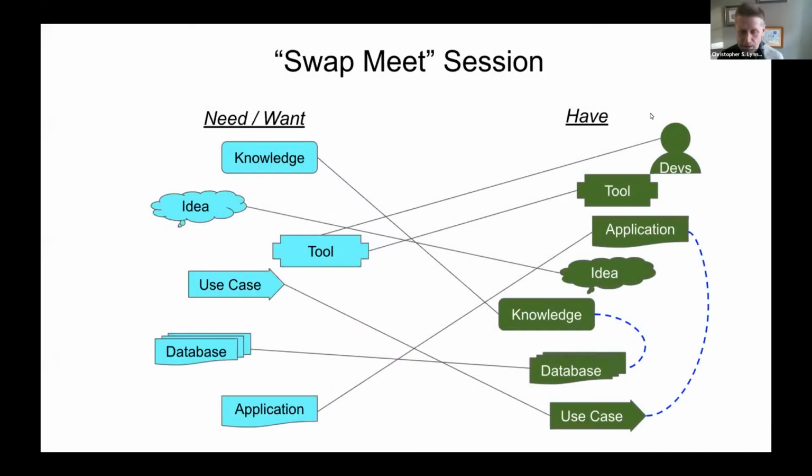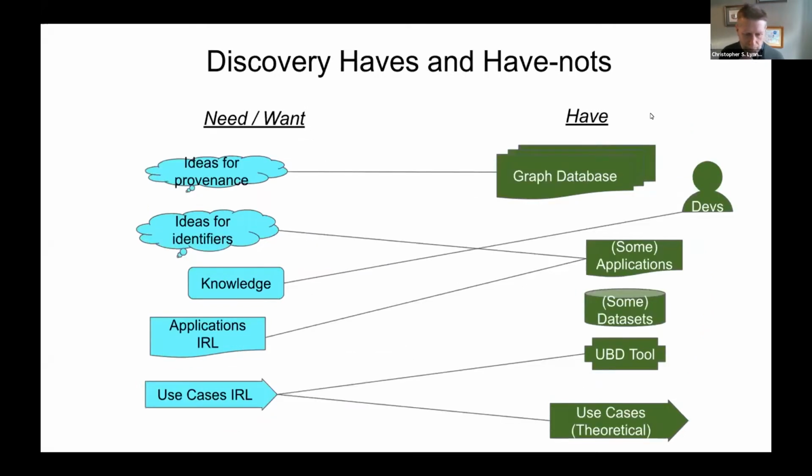Giving talks is essentially to talk about what you have and what you want or need. And the idea will be, we hope, that we'll be able to match up needs and wants with the haves, or match up the haves and the have-nots. And so here's an example, next slide, of where we are from the discovery standpoint.